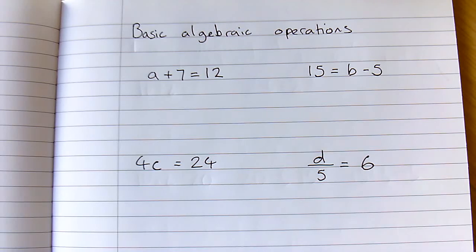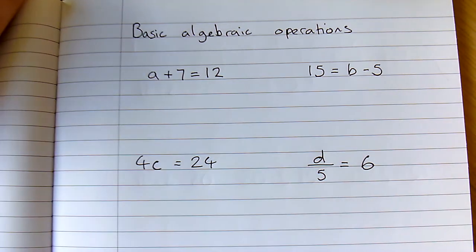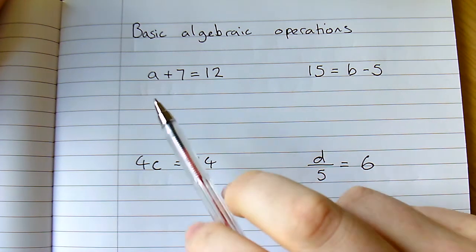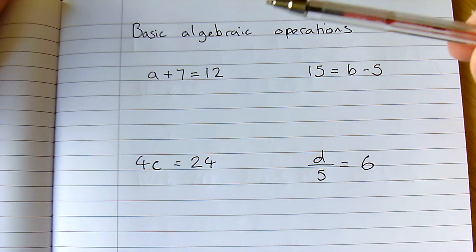Hello everyone. We're going to have a quick look at using the I'm thinking of a number technique to try and solve some basic algebraic questions. So here I have an algebraic question. These are all one steps to begin with, the four basic ones.